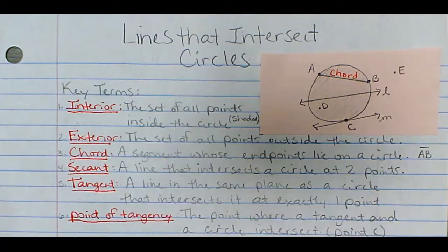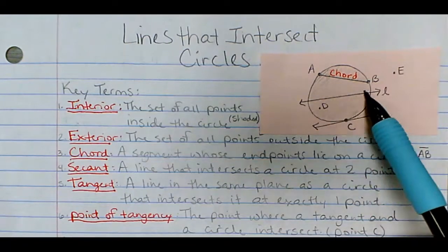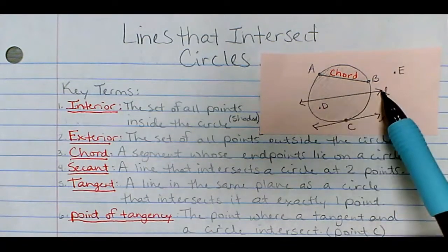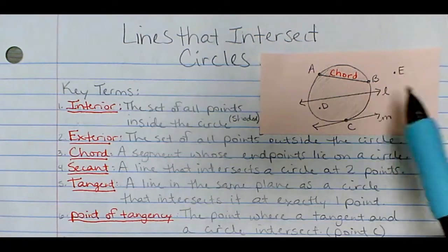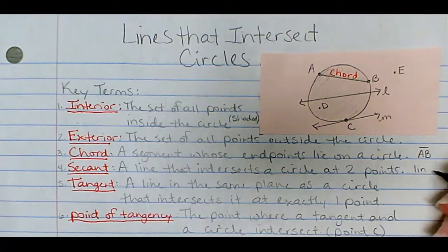The secant that we see is line L. Line L is a line, and it intersects the circle at 2 points, right here and right here. So our secant is line L.